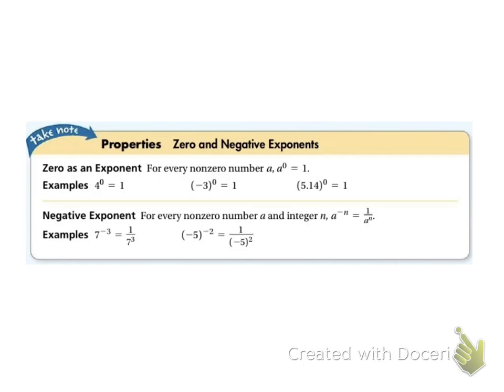The other thing is that if we have a negative exponent, like a to the negative n, to get rid of that we need to make it positive, and we need to move it to the bottom of a fraction. So if you have 7 to the negative 3, you can bring it into the bottom of a fraction and we get 1 over 7 to the third. If you have negative 5 to the negative 2, you can bring it down to the bottom and your exponent becomes positive. The number, the negative 5, is still negative.